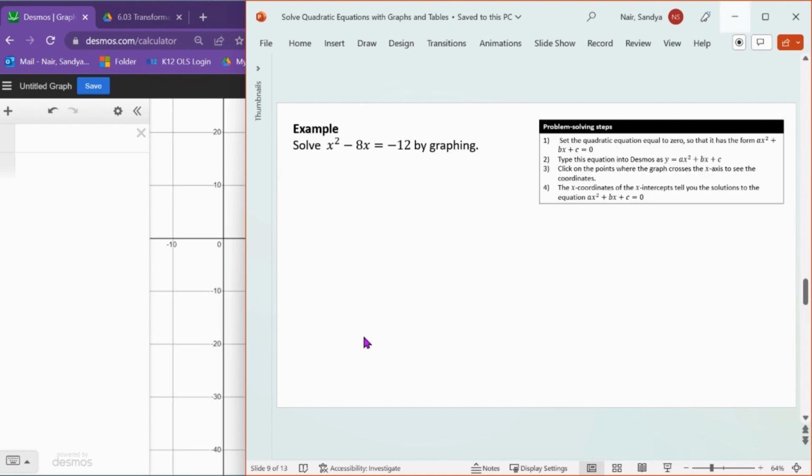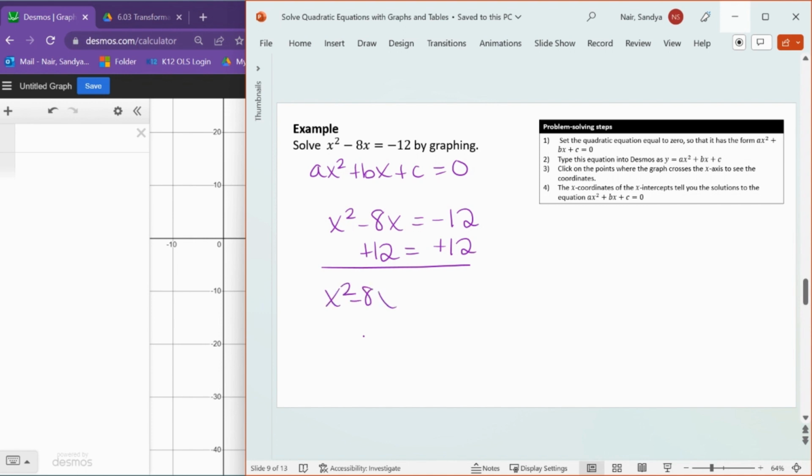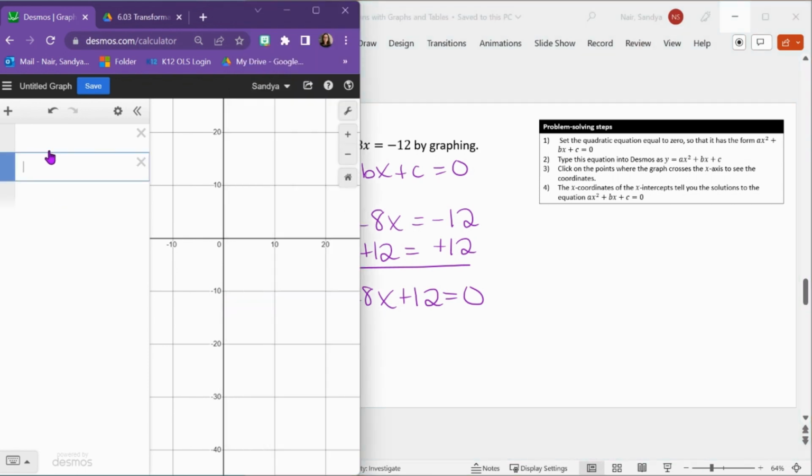So let's try this example. Let's solve x squared minus 8x equals -12 by graphing. I always need to start off making sure that my equation is set equal to 0, so I need it to be in ax squared plus bx plus c equals 0 form. I can do that by rearranging some of these terms. For example, I'm going to do the opposite of -12, and add 12 to both sides. So when I add 12 to both sides, I get x squared minus 8x plus 12 equals 0. So I'm going to go ahead and go to the graph.